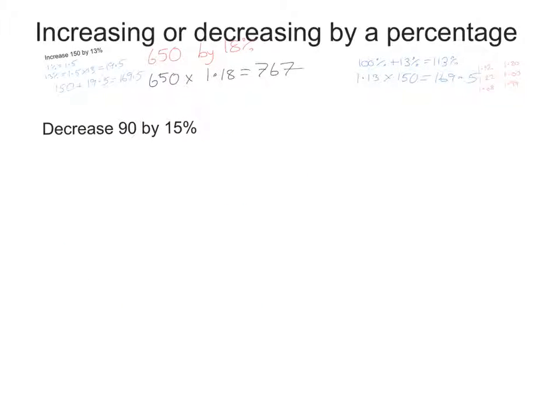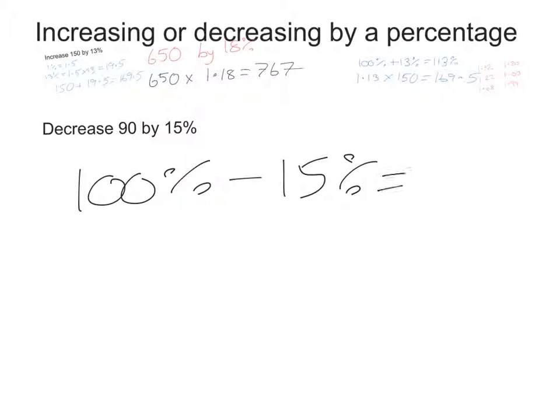Now, when you're decreasing, you follow the same basic method, but it's not going to be 1 point anymore, because the 1 point came from it being over 100% because we were increasing. Now if we're decreasing, it's not going to be over 100%, it's going to be under 100%. So if you start with 100% and you then decrease that by 15%, that leaves you with 85%. That means I'm trying to find 85% of 90.